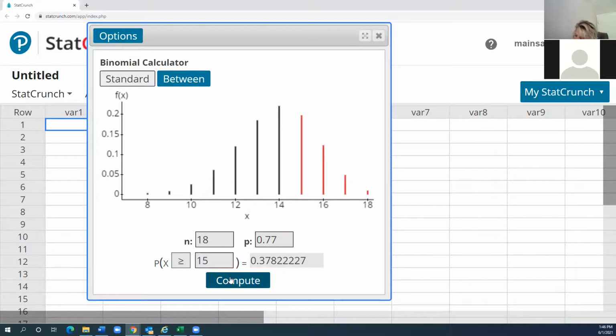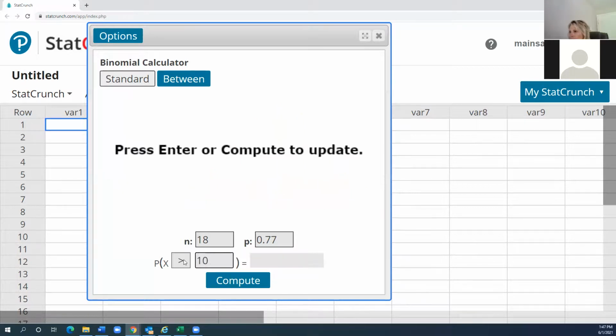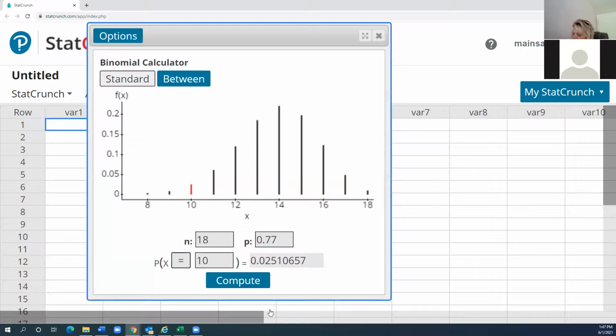Then G says, find the probability that more than 9 of them will make their free throw. So G is going to be the probability that more than 9, so it's strictly greater than 9. So while we're right here in StatCrunch, just go to greater than 9. That is 0.9888. Then H says, find the probability that exactly 10 of them, so X equals 10, make their shot. Would this be unusual? So this is going to be exactly, so it equals 10, and that comes out to be 0.0251.